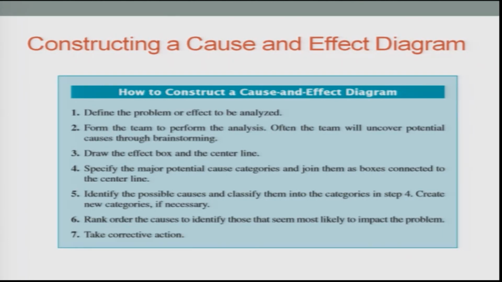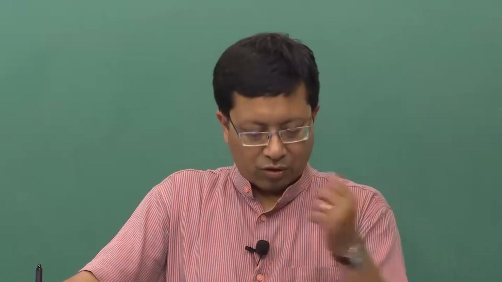Constructing a cause and effect diagram, so how do you do that? I will go through the steps very slowly. First, you define the problem or effect to be analyzed. What you want to study, where the problem is occurring, you identify, and make a plan of what you want to understand or go into in detail. Then form a team to perform the analysis. Obviously, there would be a core team. The core team, for example, can be a good engineer and the workers working on the machine, and all these people would be there.